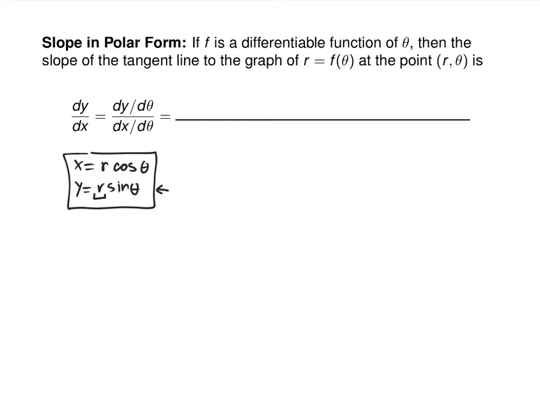To differentiate y, because r could be a function, you have to use the product rule. So the derivative of y is going to be dr/d theta times sine theta plus r times cosine theta. And that's because r could be a function of something, some equation like the ones we just had.